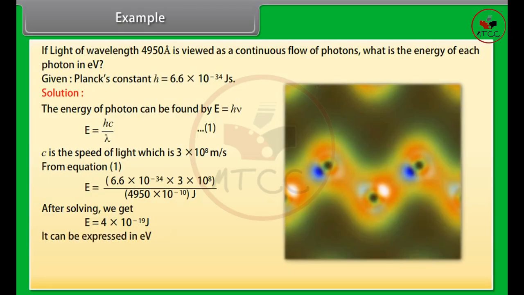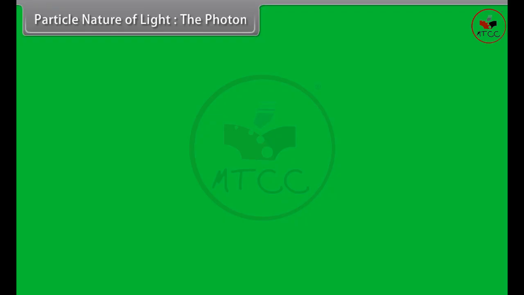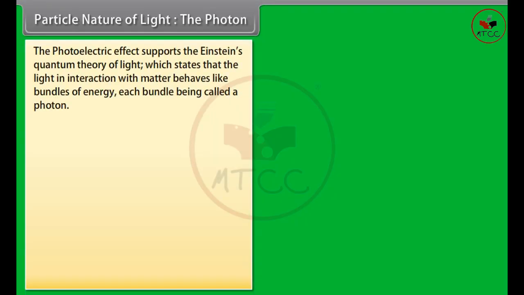It can be expressed in eV, E as 4 × 10^-19 by 1.6 × 10^-19 eV. E is equal to 2.5 eV. Particle nature of light, the photon. The photoelectric effect supports Einstein's quantum theory of light, which states that light in interaction with matter behaves like bundles of energy, each bundle being called a photon.